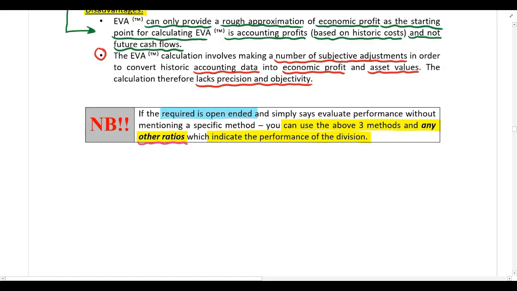You can also calculate gross profit margin, operating profit margin, etc. So please note it is not limited to the three measures that we looked at in this lecture. These three measures are the best measures that you can use in order to evaluate managerial performance. However, if you can see that you are not going to score enough marks by just performing these three calculations, then you can perform any other calculations which also indicate the performance of the division.